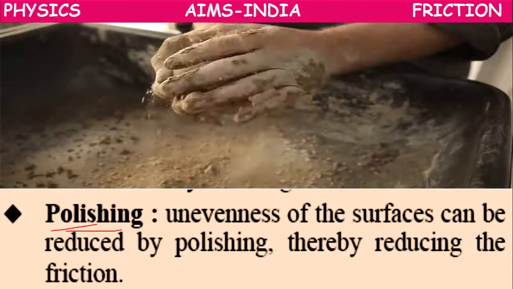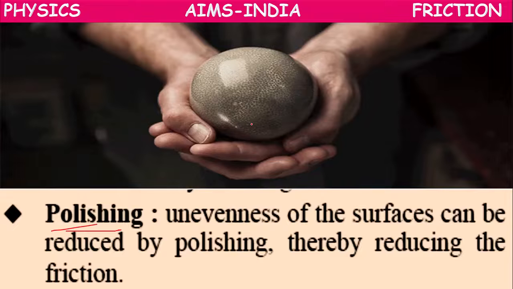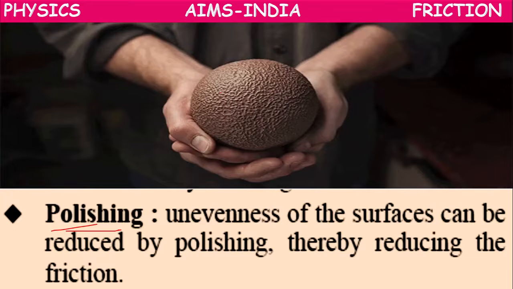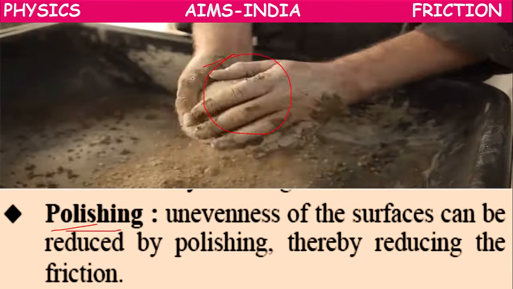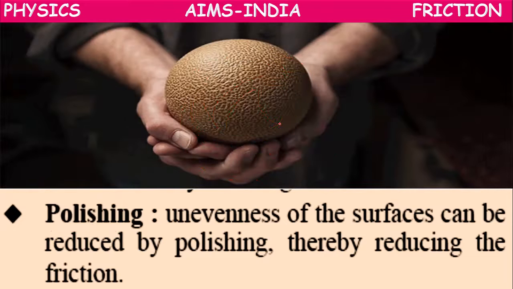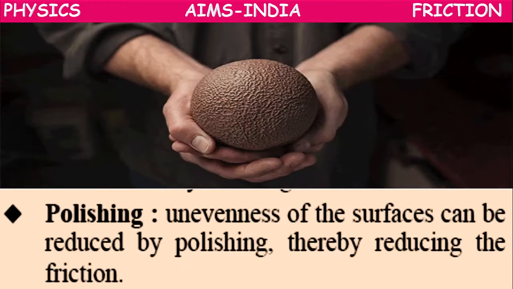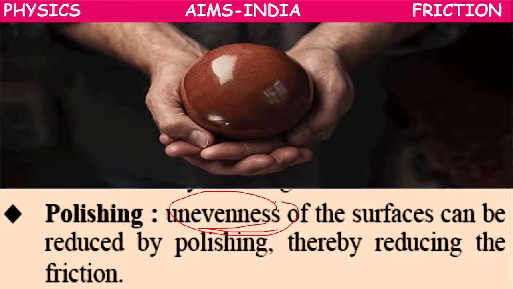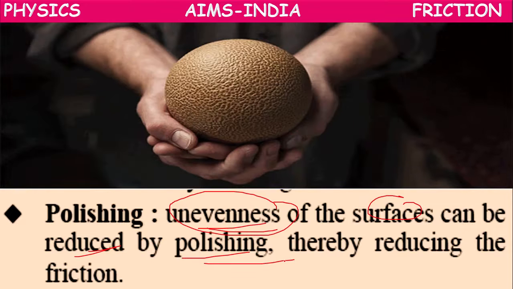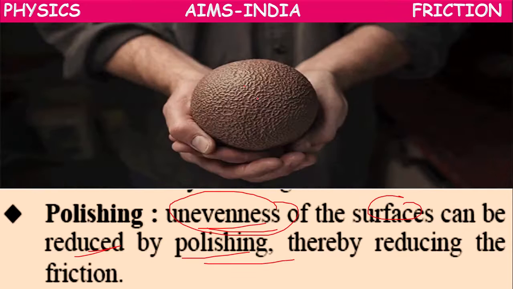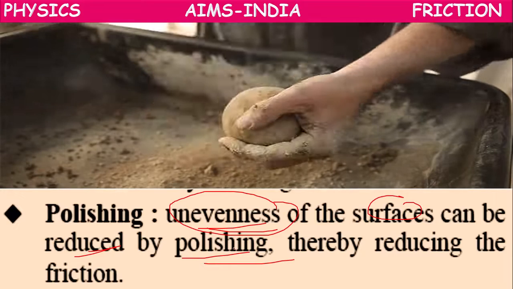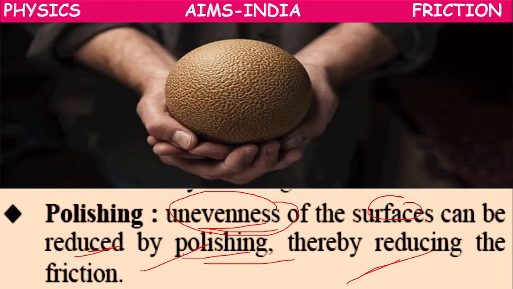Or polishing. Suppose, see this ball, how he is making the ball. In the beginning the ball was rough. But finally after polishing it like a cork ball, cricket ball, what happens? Unevenness of the surfaces can be reduced by polishing. It will become smoother by polishing. So friction will be reduced.